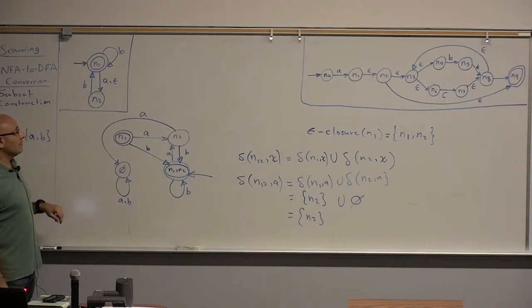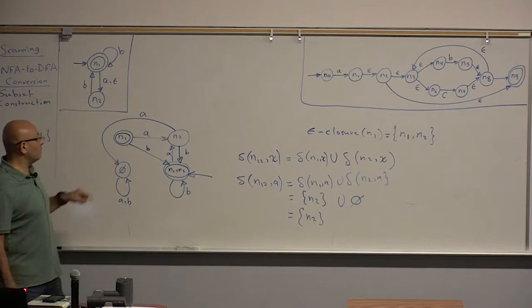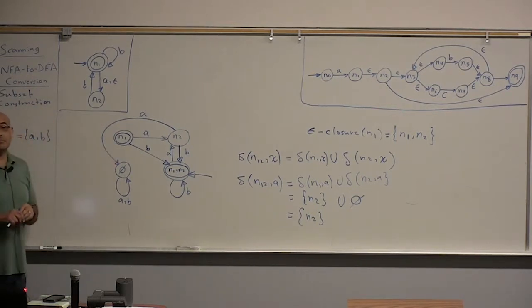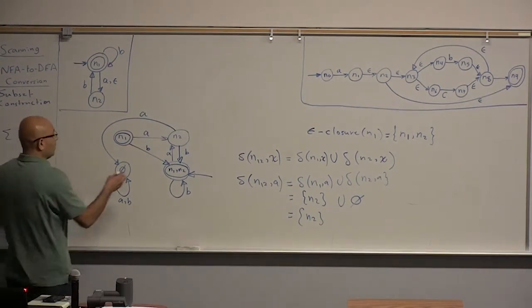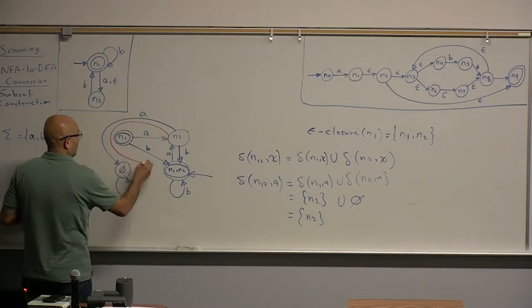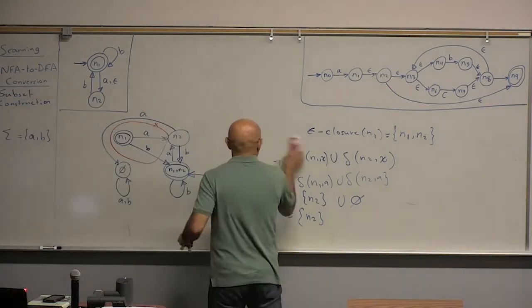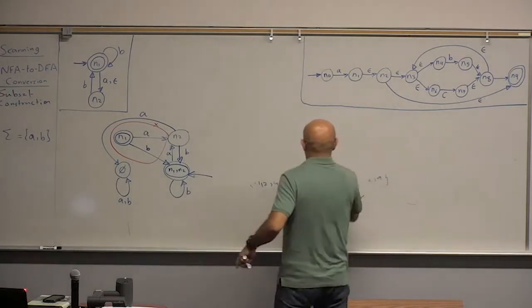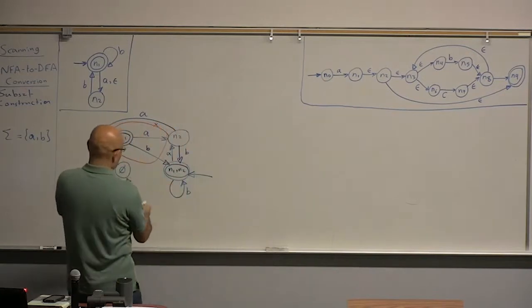In fact, if you look at this DFA that we have constructed, you'll see that N1 can be eliminated. Why? Because it's not reachable. It only has outgoing edges. So N1 can be deleted, and the final DFA is going to be this.